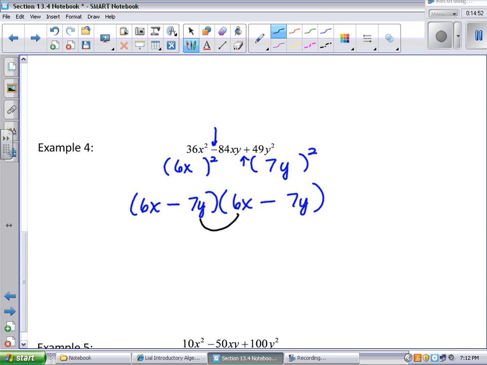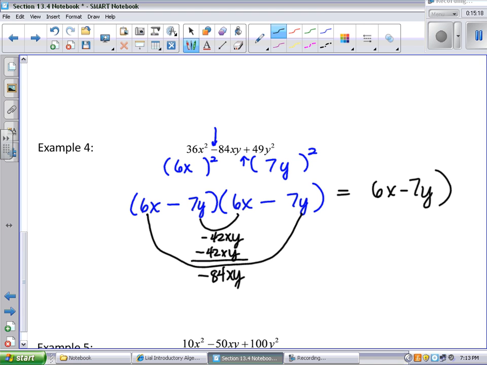Negative 7y times 6x is negative 42xy. 6x times negative 7y is negative 42xy. And if I add those together, I get negative 84xy. Does it match my middle term? Yes. Then we know that this polynomial factors as 6x minus 7y, quantity squared.